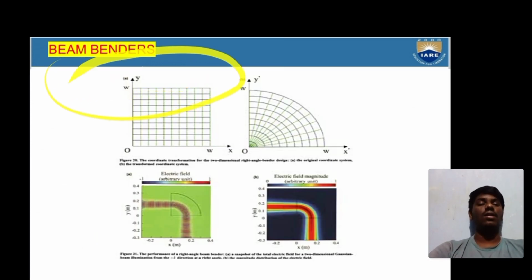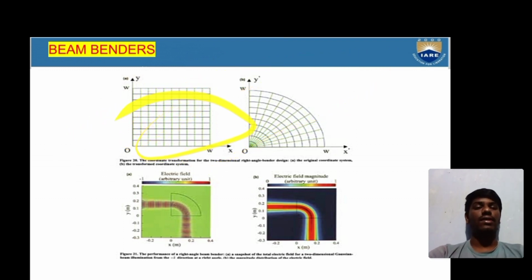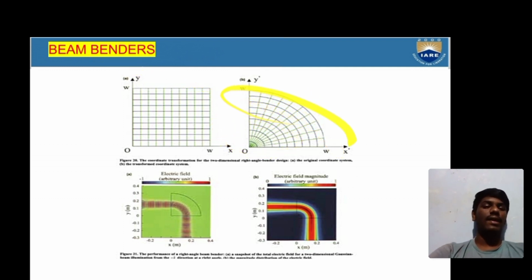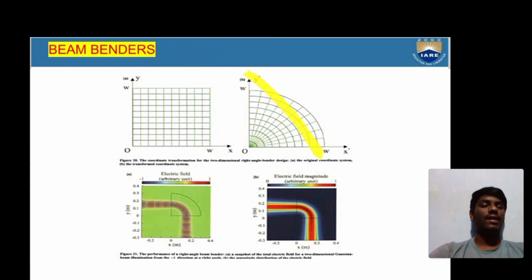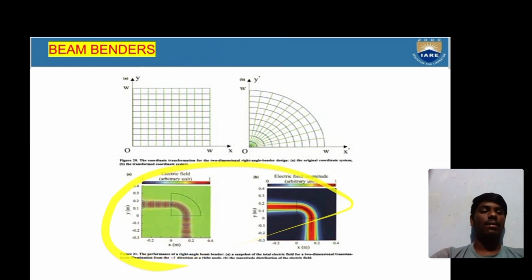Beam benders. Now we will discuss the beam benders. These are the graphs. Before passing, this will be the graph. After passing through the beam bender, as the name suggests, the graph will bend like a beam. The graph will be bent like this. Here see the practical application.